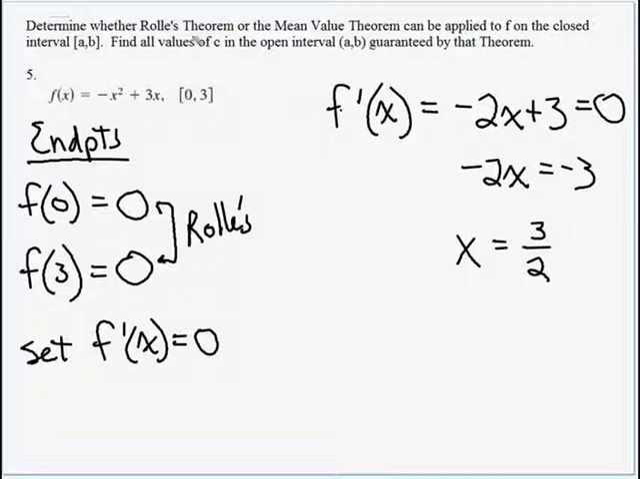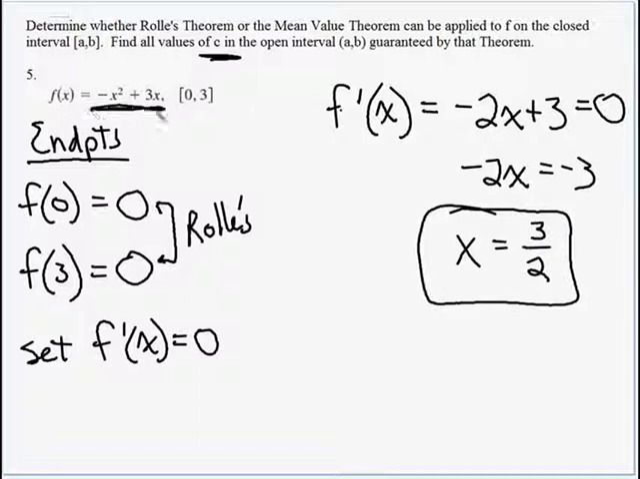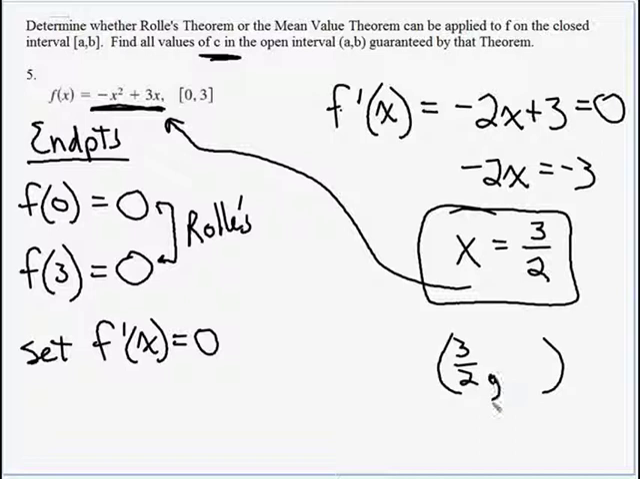So that was the value of c guaranteed in the interval. Here's our c value. x is 3 halves. If we were to graph this function, at that x value, we would have a horizontal tangent line. If we wanted to find the exact location of it, we could plug this x back into the original function and find the y value that's paired up with that x value. But they were only asking us for the value in the open interval guaranteed by the theorem. There it is.